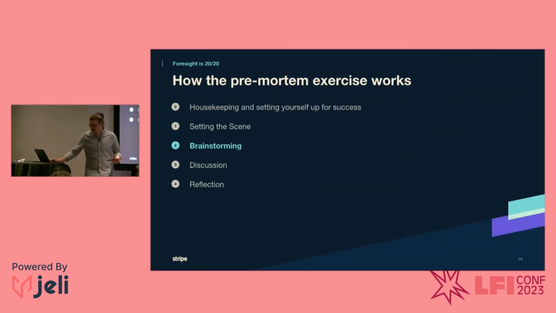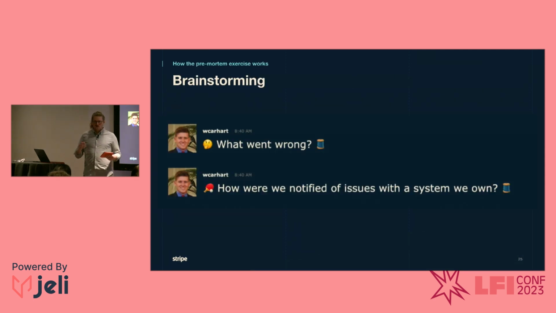The second step is brainstorming. So once everyone's in your meeting, you're going to paste some discussion prompts, I just call them brainstorming prompts right now, into your Slack channel. And remember that we're conducting this exercise as if a disaster has already happened, and that's why these prompts are written in the past tense. The first one I have here is what went wrong, and the second one is how were we notified of issues with the system that we own.